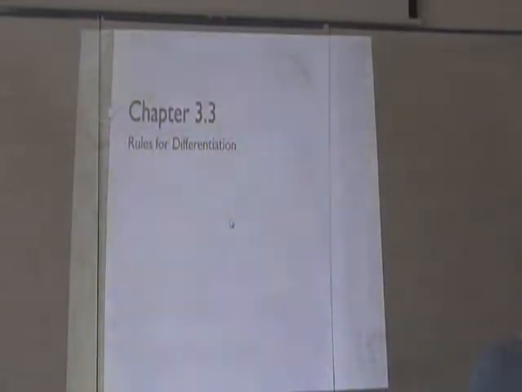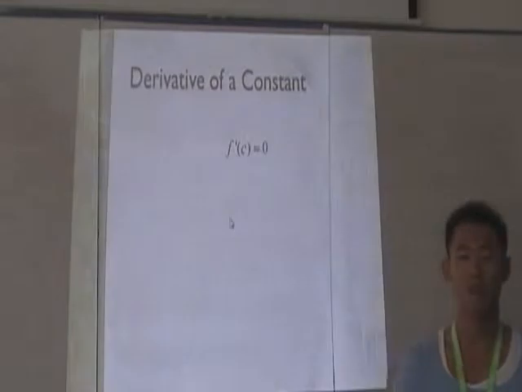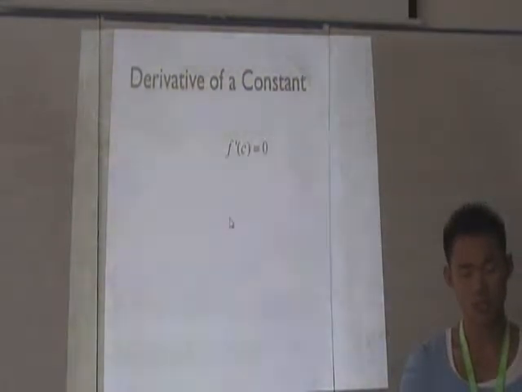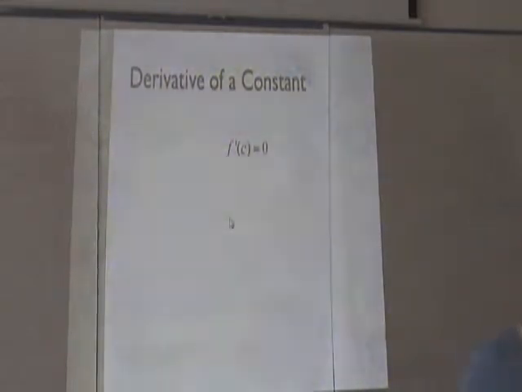Alright, cool. The first one is the derivative of a constant, the derivative of a number. What is the derivative again? The slope at a certain point. Okay, slope of a line, or slope of a curve or graph at a certain point. Okay, so to take the derivative of a number, of a constant, is just 0.